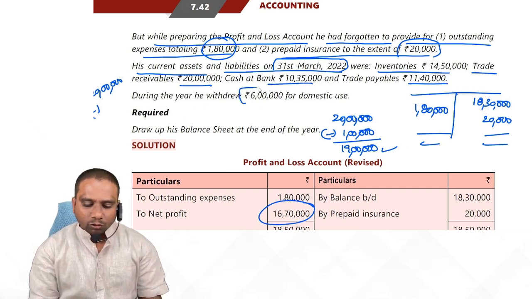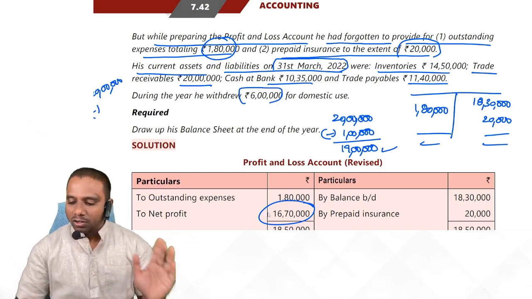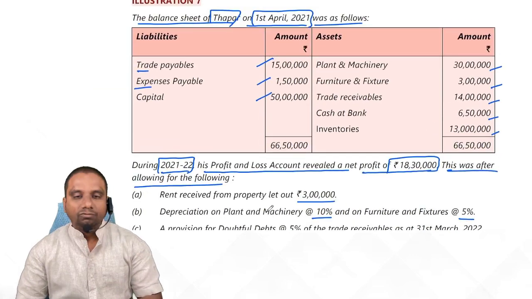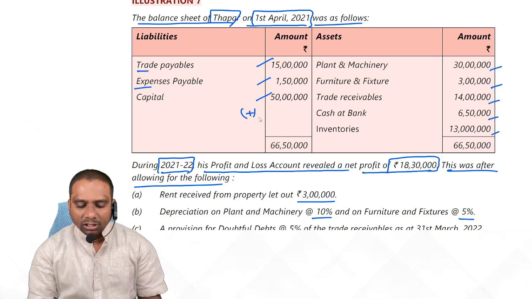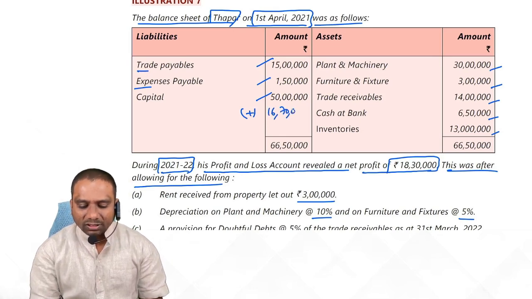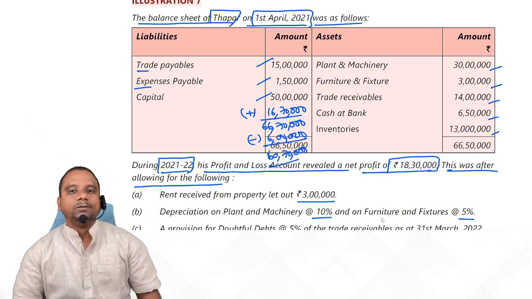During the year he withdrew 6 lakhs for domestic use. Here what is the important calculation? Capital. Already, how much is the opening capital? 50 lakh. Opening capital 50 lakh plus the profit we arrived at during the year, 16 lakh 70,000, total 66 lakh 70,000, minus during the year he has withdrawn 6 lakhs. So 60 lakh 70,000 is capital.